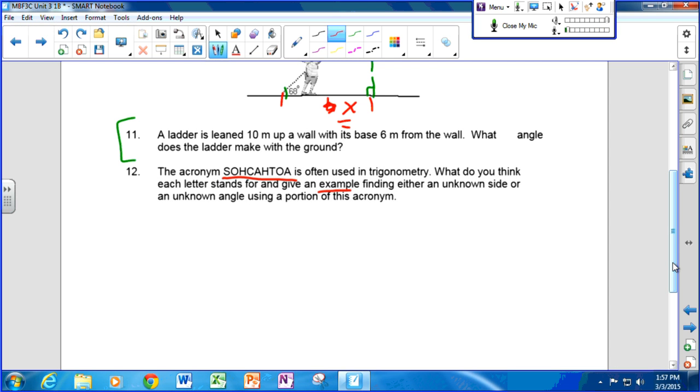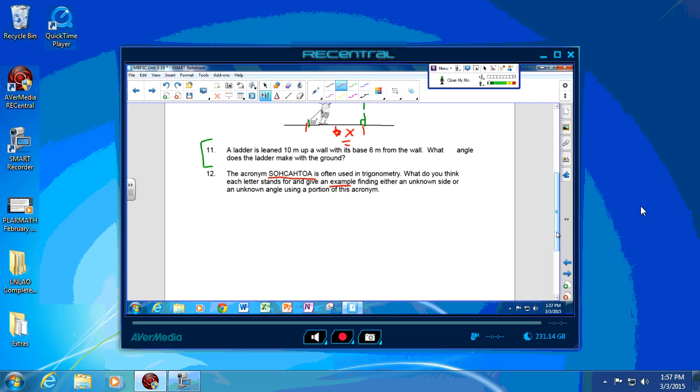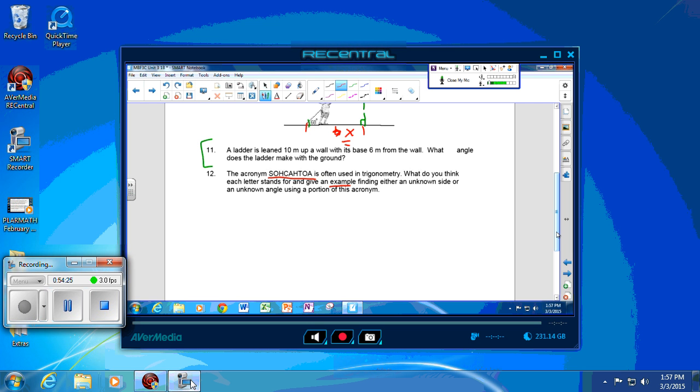All right. Well, I guess we'll call it the end for now. So tomorrow then we'll come back and we will look at how to do this when we don't have right angles. We'll spend a couple of days working on that.